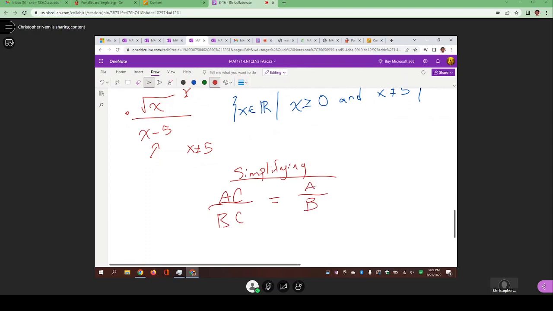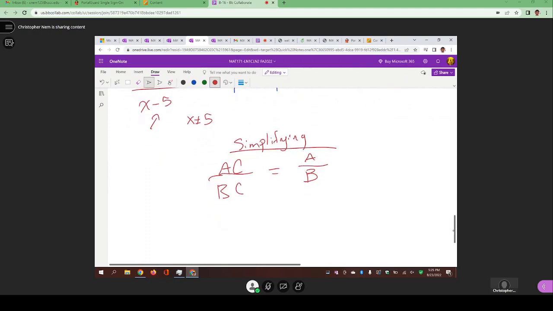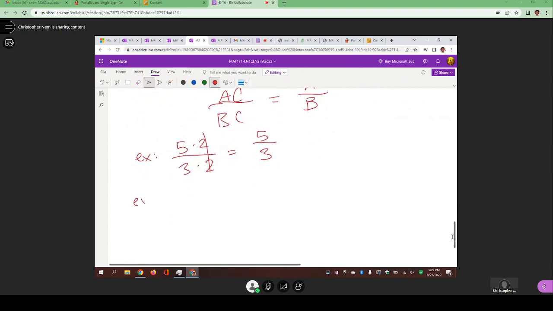Which means if I have factors, or things that are multiplying each other, then I can simplify it. So for example, 5 times 2 over 3 times 2. I can cancel out those 2's. When you cancel out, remember, they turn into 1, not 0. So be careful on that. That leaves 5 divided by 3. That's one example. Another example.